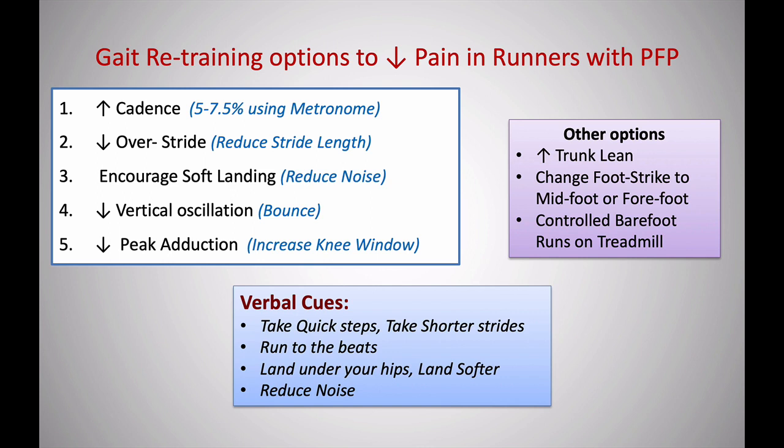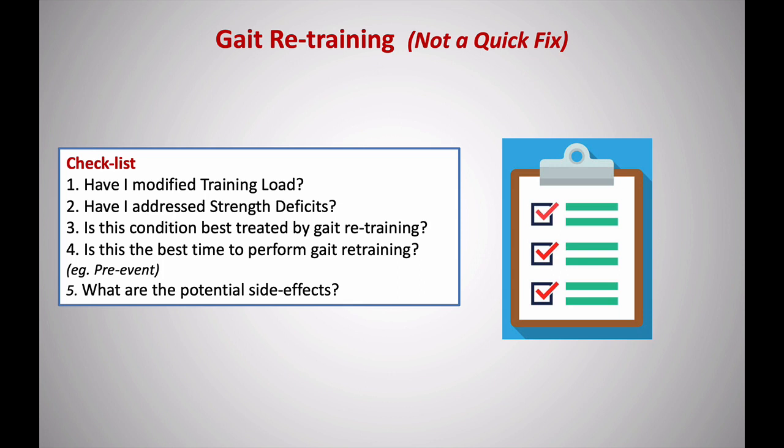So when we make changes in gait retraining, it's not a quick fix. So I always ask myself, first, have I given them good advice on load management? Have I reduced their downhill running? Have you reduced their excessive junk miles? Second thing is, have I given them a good strength and training program? Number 3 is, is it possible that I can change this with gait retraining?